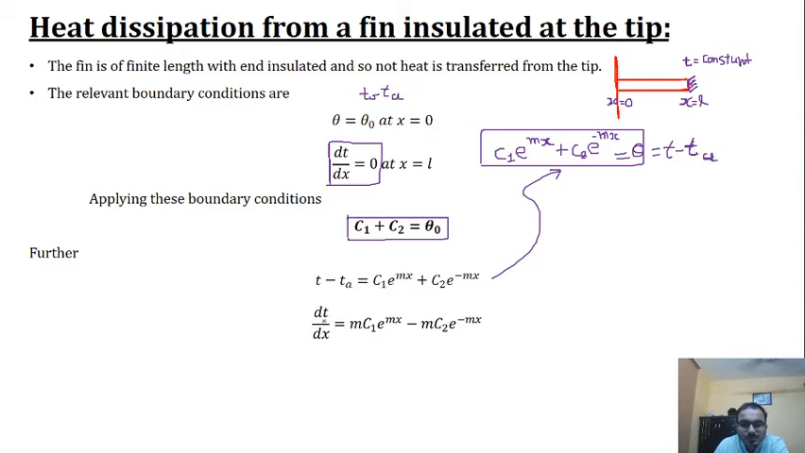So here once we differentiate this equation, on the left hand side it will be dT by dx, which is equal to the differentiation of the first term. Here C1 is constant, so it is as it is, and differentiation of e raised to mx is m into e raised to mx, and here the differentiation of the second term, for that it will be minus m e raised to minus mx. C2 will remain constant as it is.